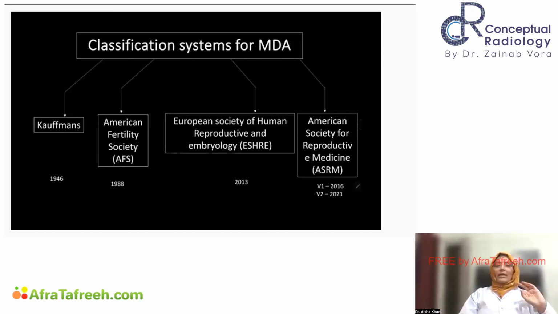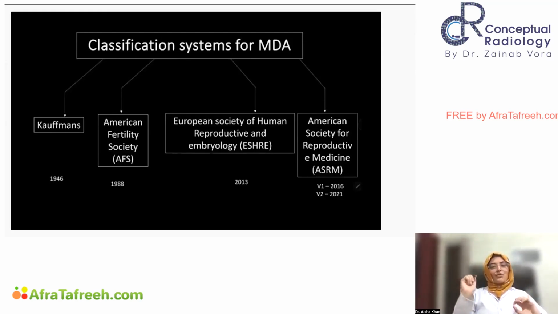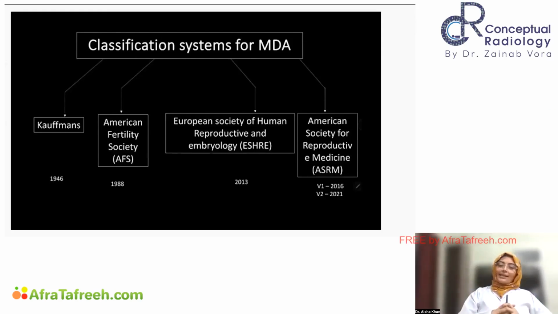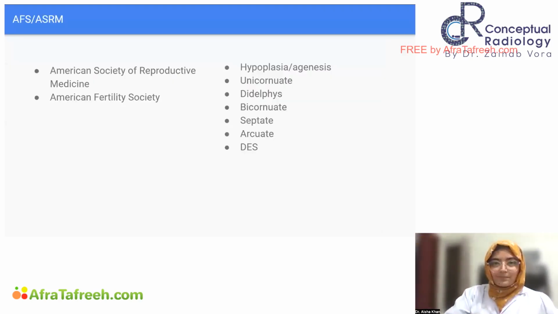The latest version from the American side is called the ASRM, American Society for Reproductive Medicine 2021. They gave the latest version, which is really on fire. And then there is this European group which is called the ESHRE. They also proposed a pretty good classification in the year 2013. So this is the timeline as we can see.